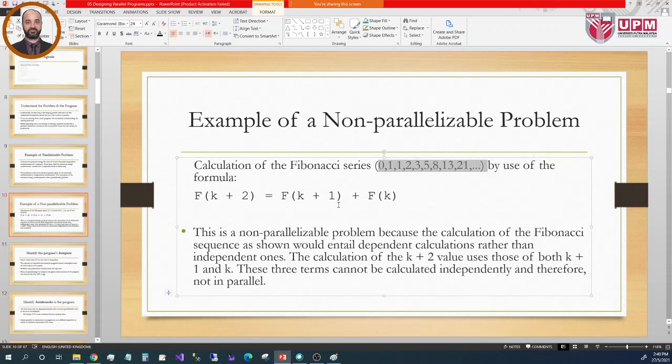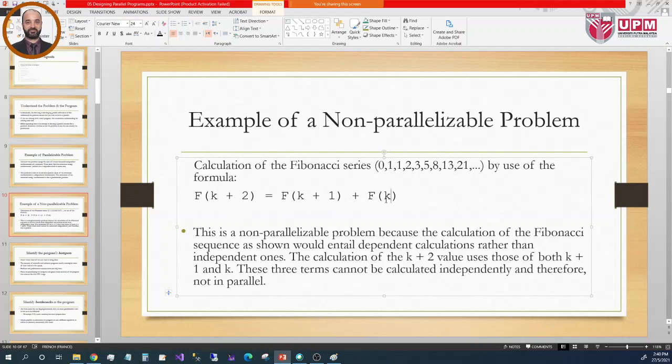Clear, Doctor. Okay, let us see what the formula is here. The formula here, actually, this one is not k plus 2. This one is supposed to be kn. This one is supposed to be kn plus 1, and this one is supposed to be kn plus 2.